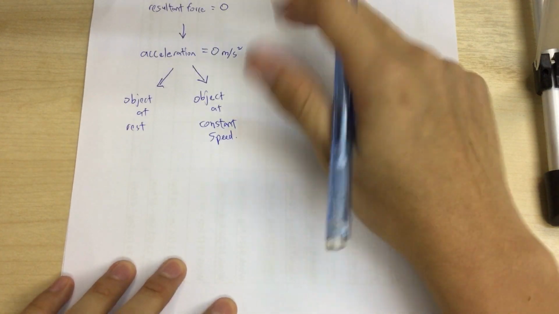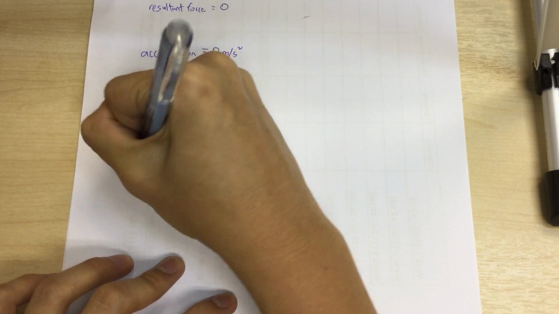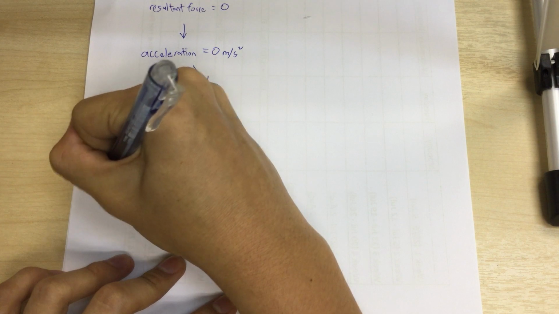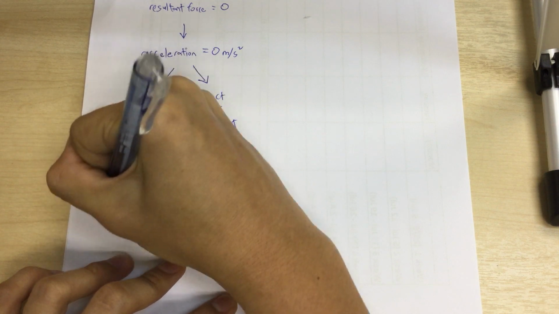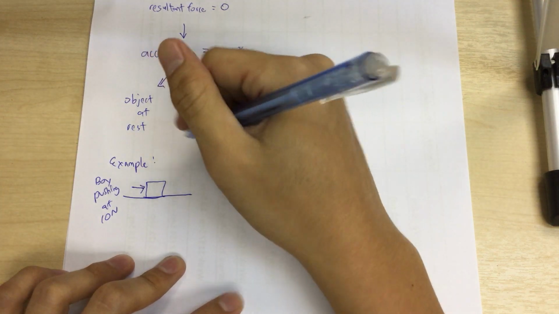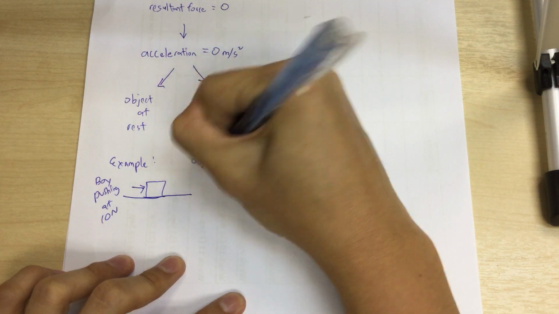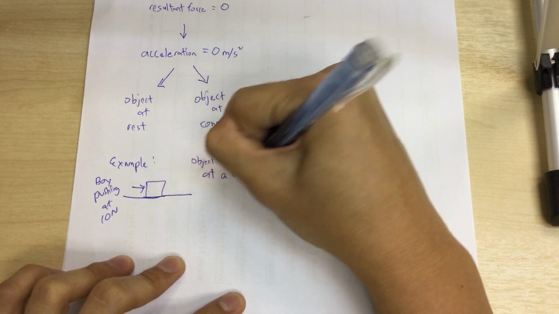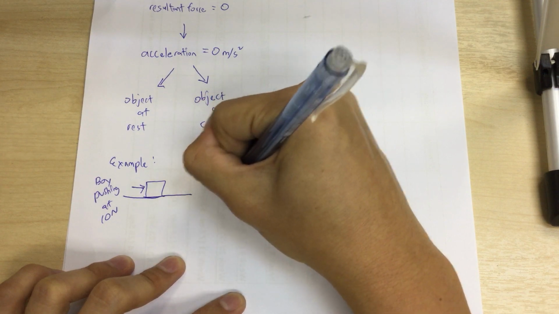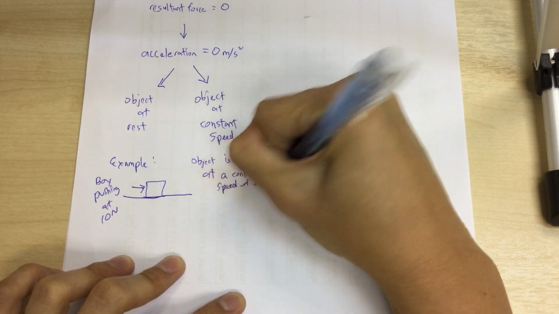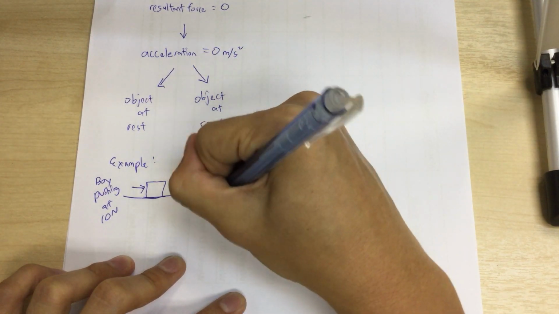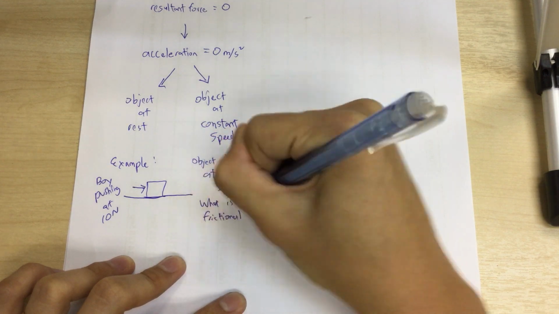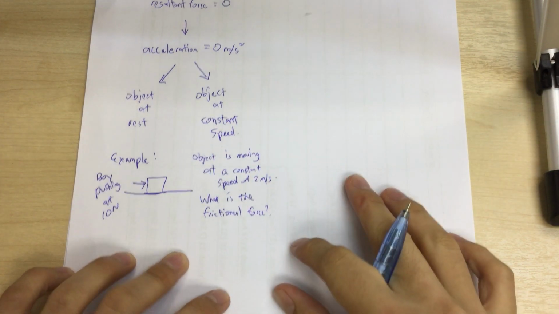So let's give an example to see how this works. If I have an object here and a boy is pushing at 10 newtons, and this object is moving at a constant speed of 2 meters per second. Okay, and then they ask you what is the frictional force. So how do I know the size of the frictional force here?